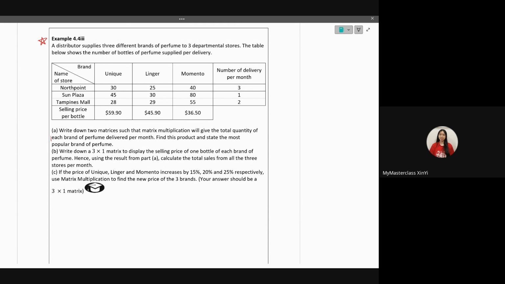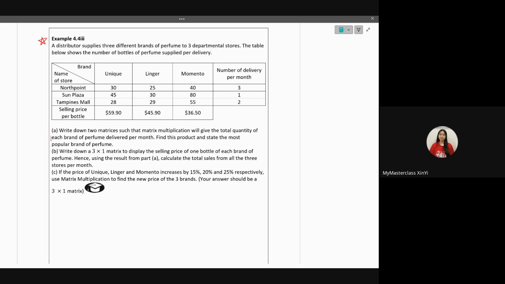A distributor supplies 3 different brands of perfumes, this, and this, to 3 departmental stores. The table below shows the number of bottles of perfume supplied per delivery. So there's also this number of deliveries per month. These are all per delivery numbers. So there are 3 deliveries per month, so you know you should multiply to get the total quantity per month. So that's how you understand this table first.